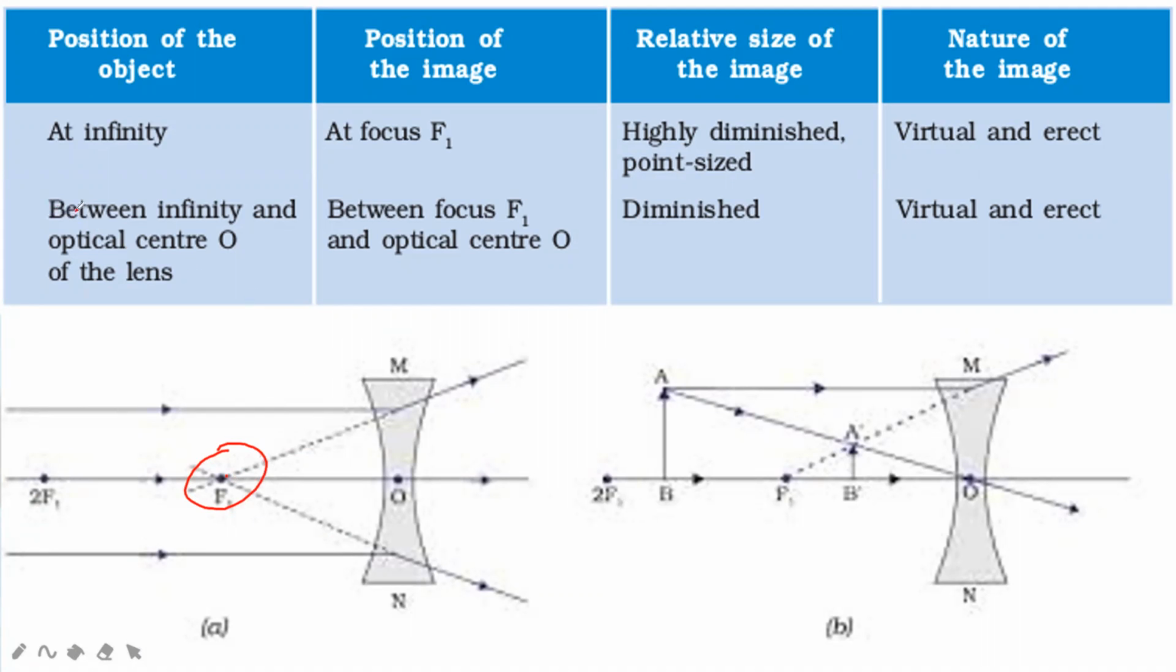Second case is the object is present between infinity and the optical center O of the lens. So anywhere it can be present. Between infinity and O, at 2F2, at F1, it can be present anywhere. The image will be present between F1 and the optical center. Here you can see this is the image A'B'. This image is diminished, small in size, but it is virtual and erect. So we have studied the image formation by a convex lens and a concave lens.